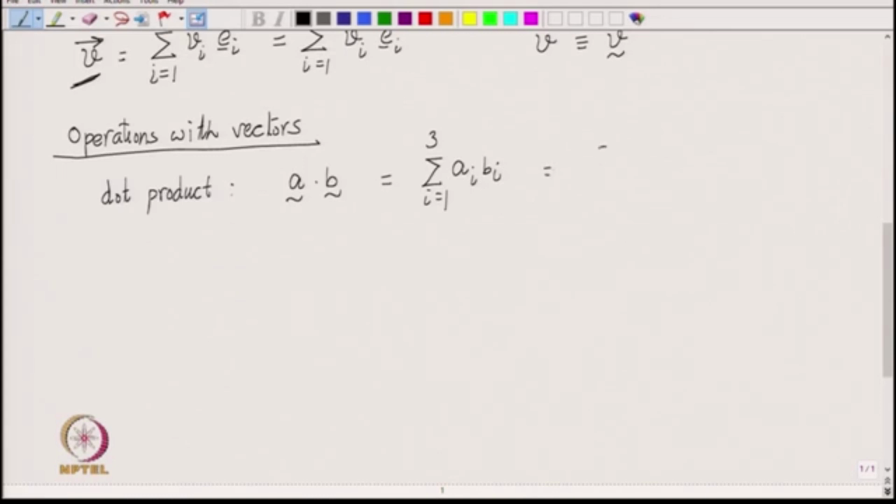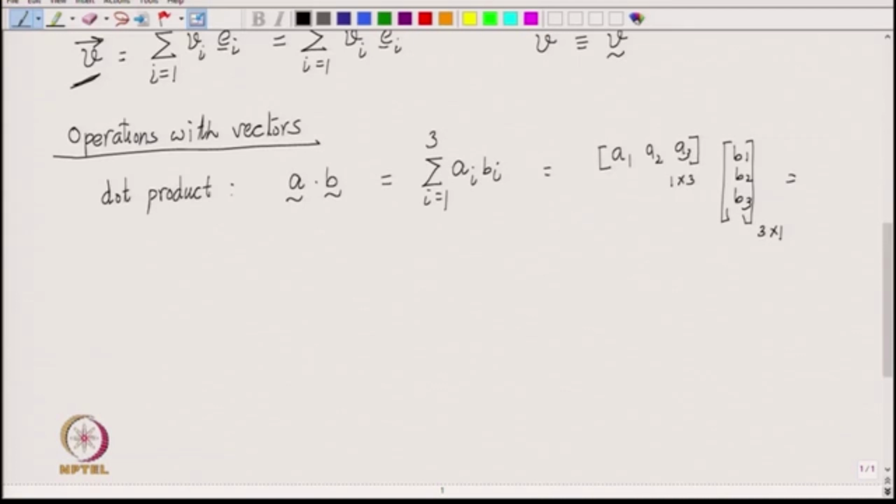You could write this as a row of A multiplied with the column of B. So, you have A1, A2, A3, B1, B2, B3. And this first one is 1 cross 3 and this is 3 cross 1. When you multiply it, you get 1 cross 1, a scalar quantity. So, the dot product of vectors gives you a scalar quantity.